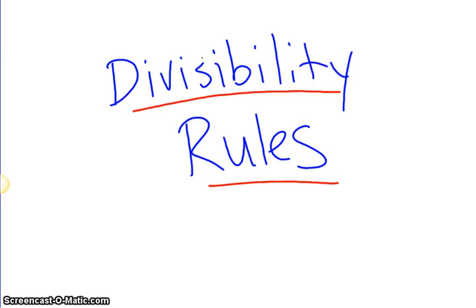Okay guys, today we are going to talk about divisibility rules. Divisibility rules are rules that will help you determine if a number can be evenly divided. And that's really going to help for us because we're going to start moving into prime and composite, and divisibility rules help us identify prime and composite numbers really quickly. So what are the divisibility rules?